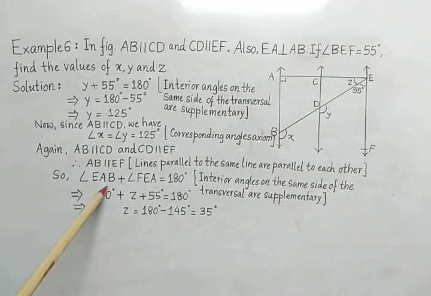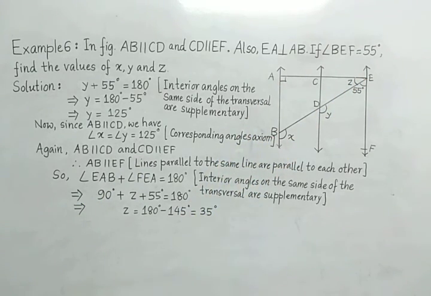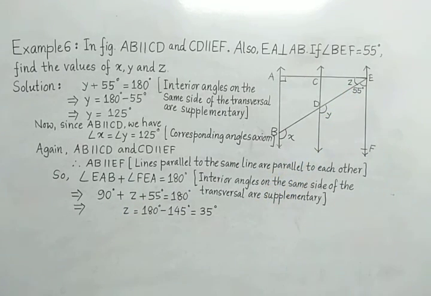Now angle EAB, I already said that since EA is perpendicular to AB, this angle EAB will be equal to 90 degrees. So we have written 90 degrees, and FEA is divided into two angles, angle Z and angle BEF. So we can write it as Z plus 55 degrees. From there we can calculate the value of Z, that will be equal to 35 degrees. So in this way we can find out the values of angles X, Y and Z in this question.